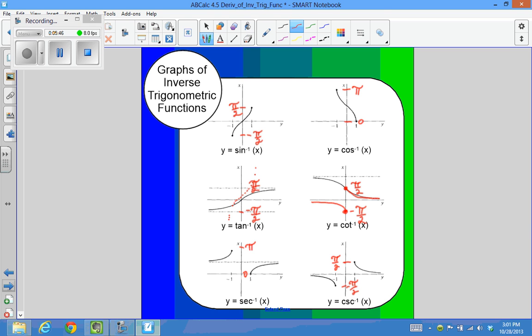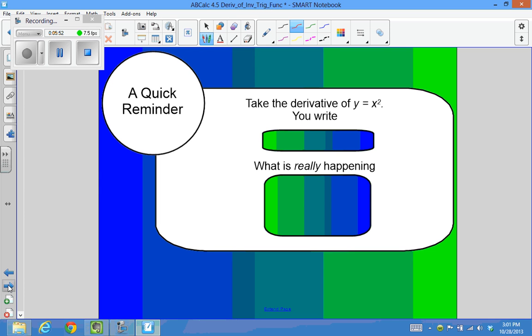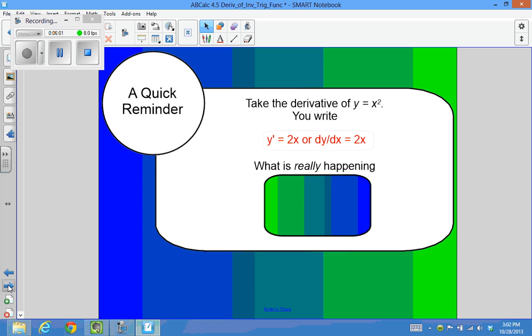So those are the graphs of the inverse trig functions. Hopefully we remember that from last year. Okay, I want to look at this real quickly and remind you that if I asked you to take the derivative of y equals x squared, you would write y prime equals 2x or dy dx equals 2x.